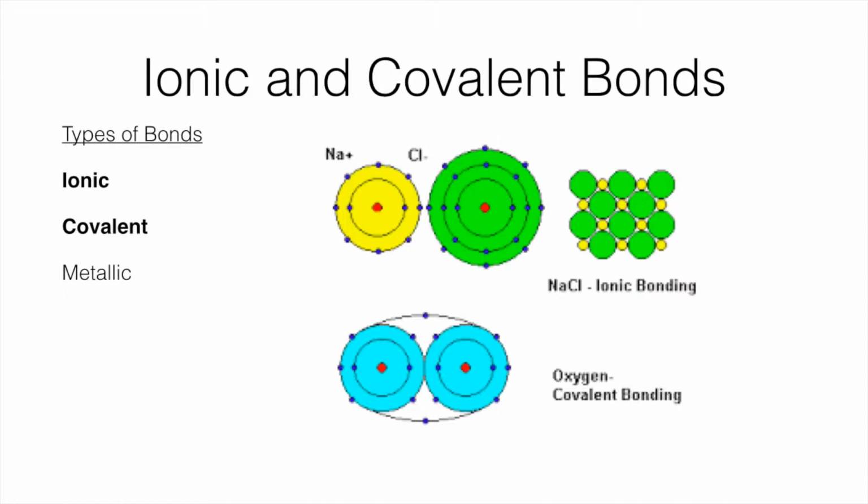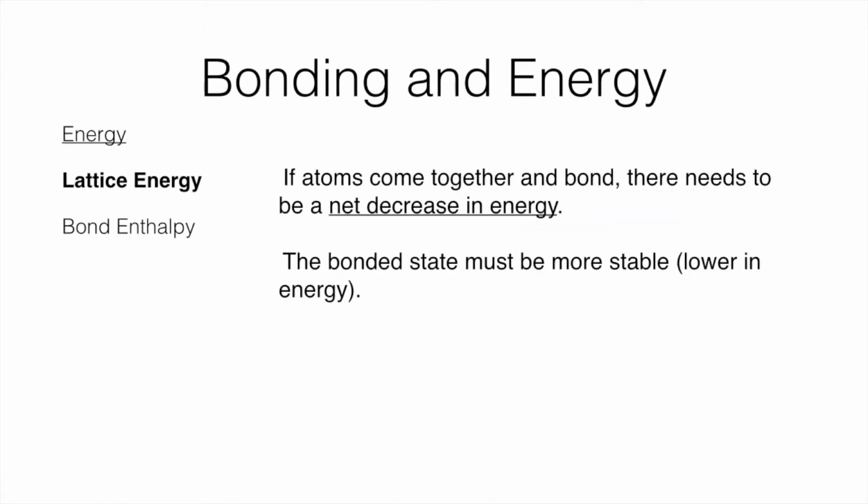Of course, ionic bonds have a transfer of electrons from one atom to another, while a covalent bond shares those electrons between the two atoms. So when it comes to energy, you can always think of this as if two atoms are coming together to make a bond, there must be a net decrease in energy, according to thermodynamics. Right? If you take two things and you bring them together, that's not going to be entropically favorable.